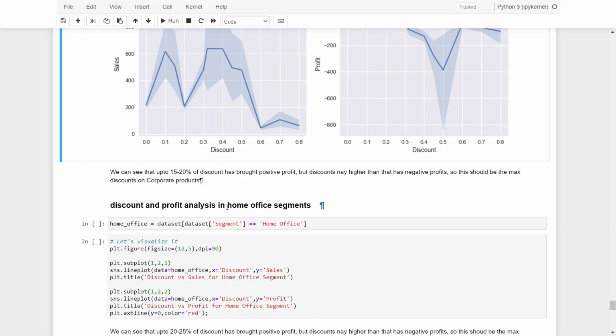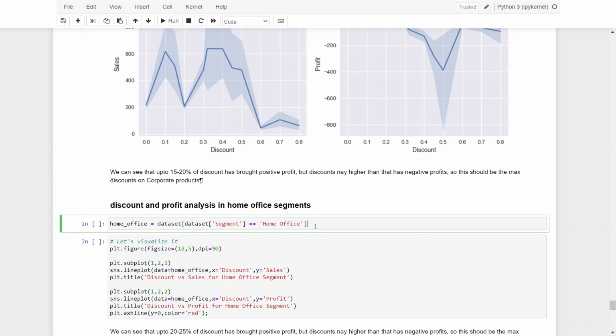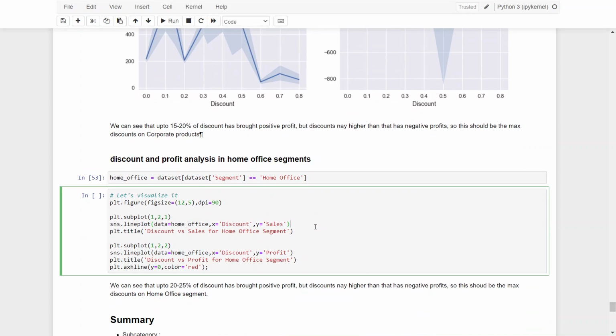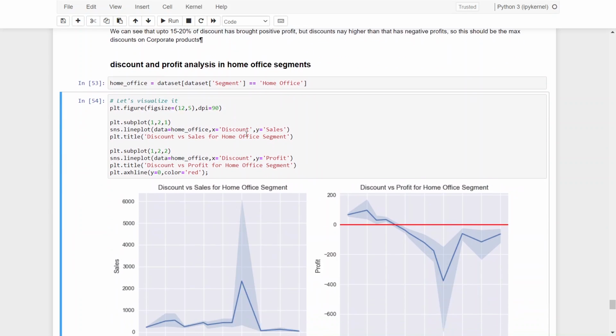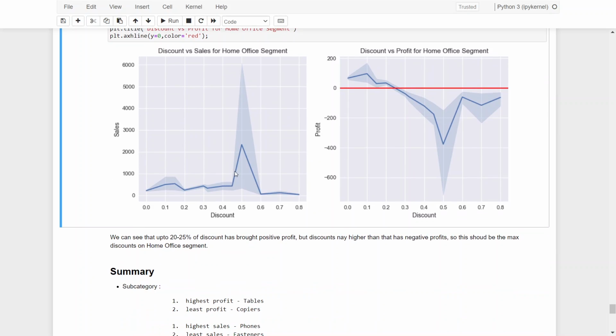Okay, I'm going to now plot the discount and profit analysis in the home office segment. So I'm going to plot the discount line plot in the home office segment. As you can see, 20 to 25% of discount has brought a positive profit, but discounts higher than that bring negative profits. So this should be the max discount on the home office segment as well.